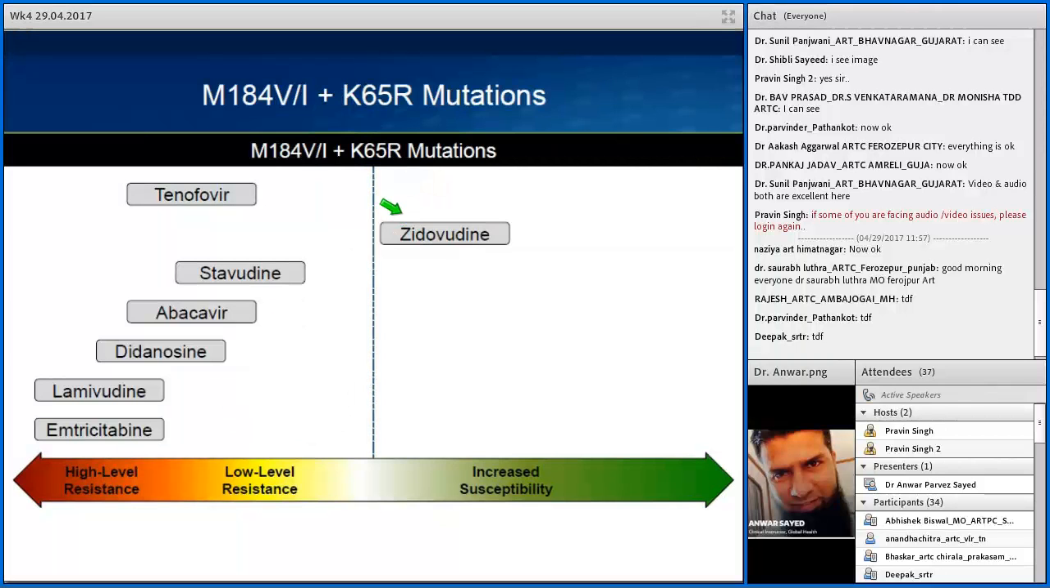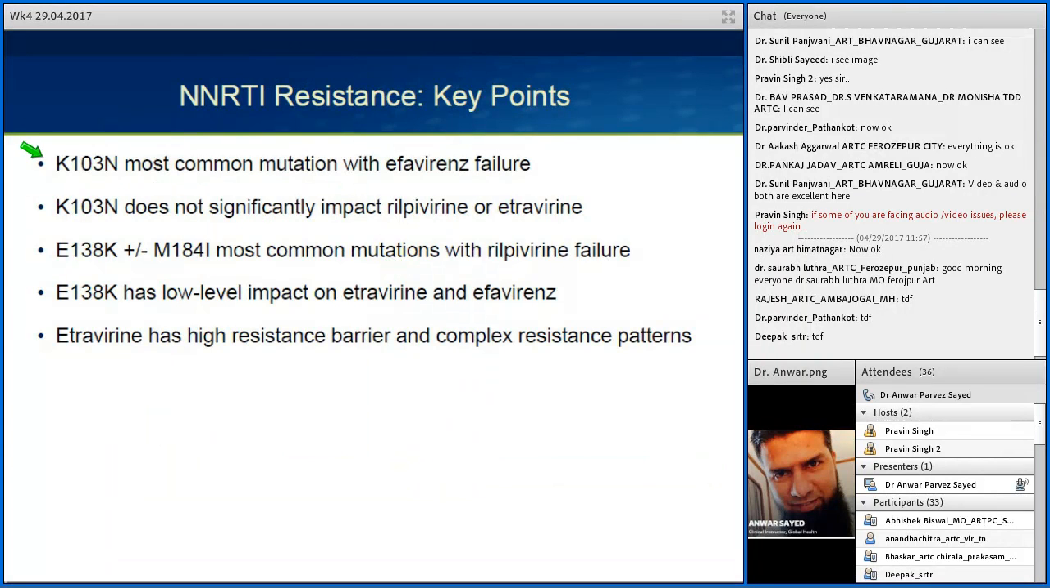Now combine these two, M184V and K65R. Both of them, as we saw, increase susceptibility to Zidovudine. So in the presence of these two, though all the other drugs are resistant, Zidovudine susceptibility will further increase, because both M184V and K65R increase susceptibility to Zidovudine. So this is just a summary.